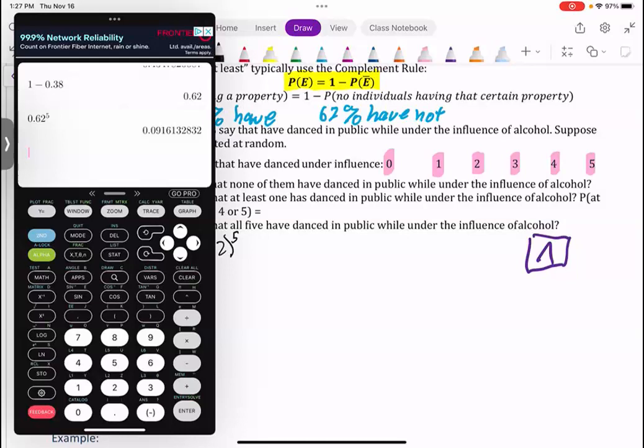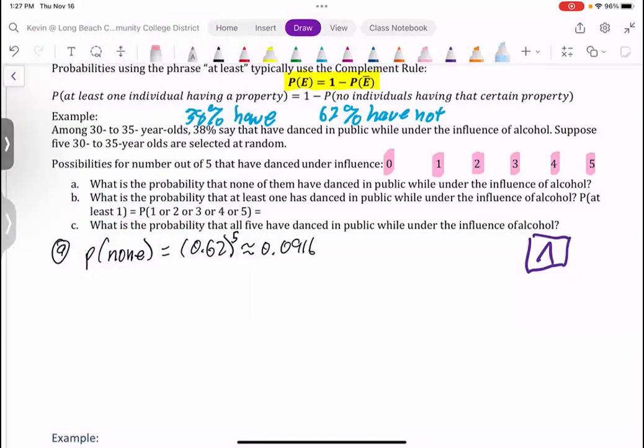So this is about 0.0916 is what I'm getting for that. So for each of these 5 people that have not, there's a 62% chance for each individual one that they did not dance while under the influence. And when there's 5 of them, and we're selecting only ones that have not, you can see that drops to just a little above 9% probability of that happening.